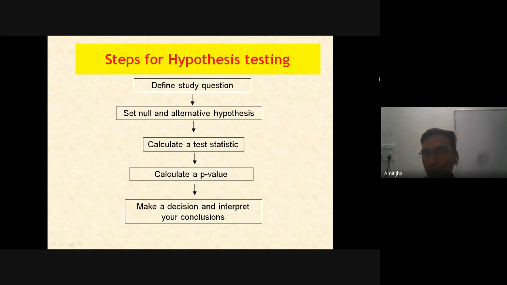In actual fact, p-values don't measure the probability that the hypothesis is true or the probability that the data were produced by random chance alone. Now, if we have to go for hypothesis testing, first we define our study questions. Then we set a null and alternate hypothesis. Then we calculate a test statistic. Next we calculate the p-value, make a decision, and interpret the conclusion. These are the steps for hypothesis testing.